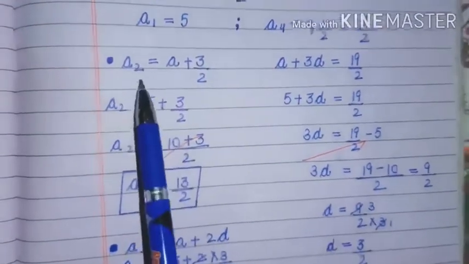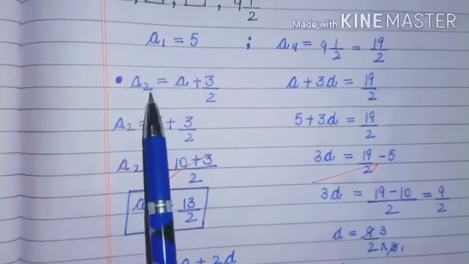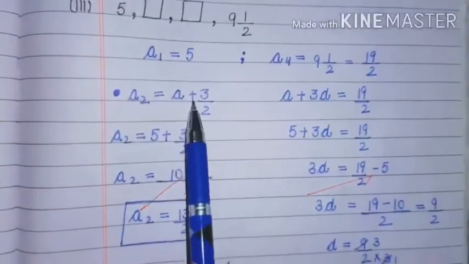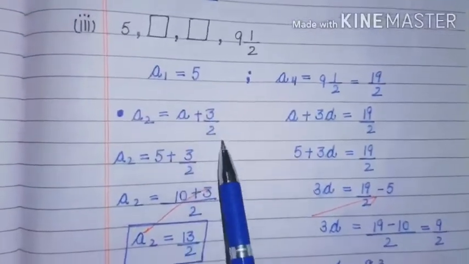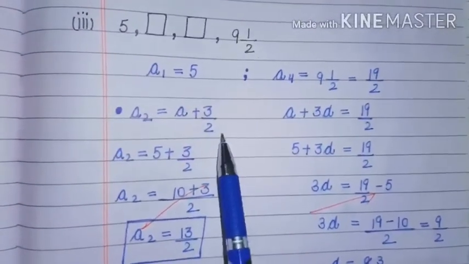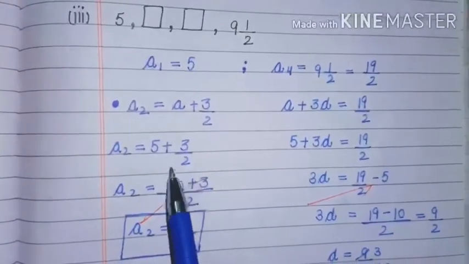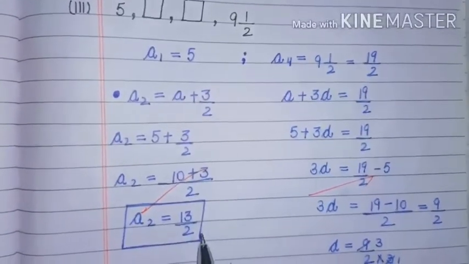Put the value of a first, then you will get the value of d is 3 by 2. Now what is the value of a2? First term plus you will add d. So the first term is 5 and you will add 3 by 2, that is the value of d. So 5 plus 3 by 2, take the LCM and you will get 13 by 2.